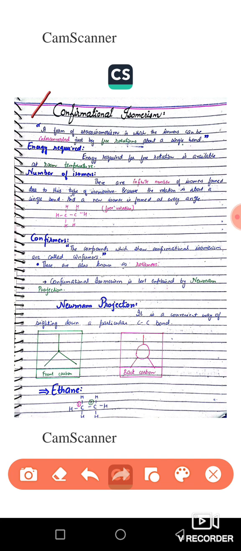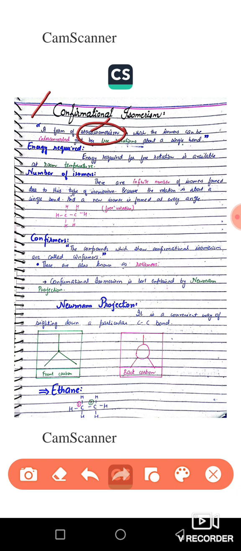It is defined as a type or form of stereoisomerism. That is really important. You always have to write stereoisomerism here. You cannot write that it is a compound or a type of isomerism. No, you have to write it is a type of stereoisomerism, because conformational isomerism falls under stereoisomerism, not just isomerism.